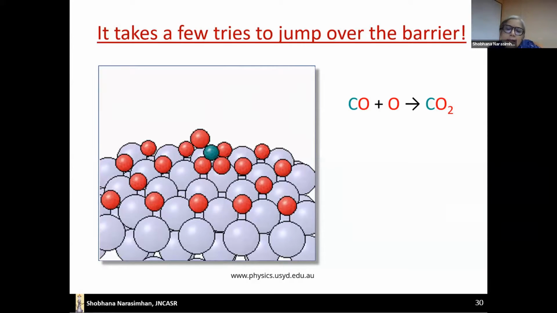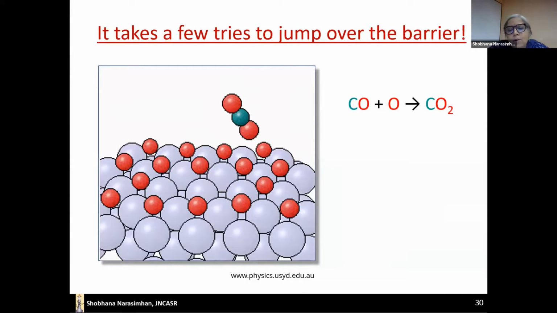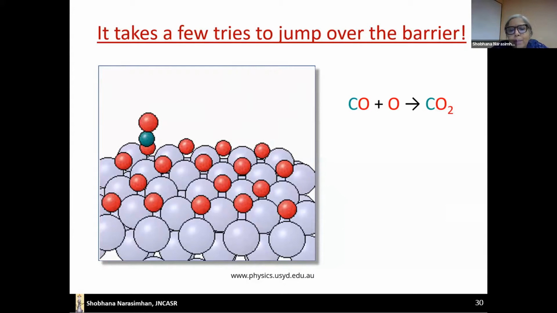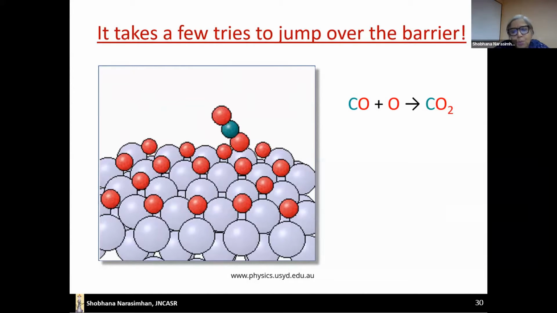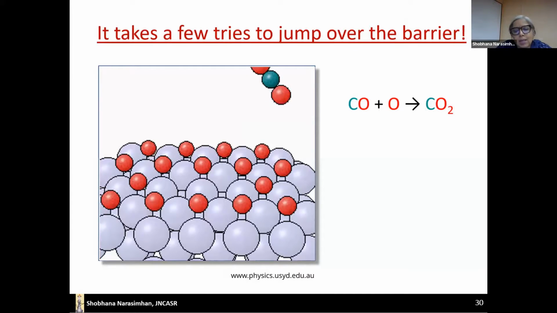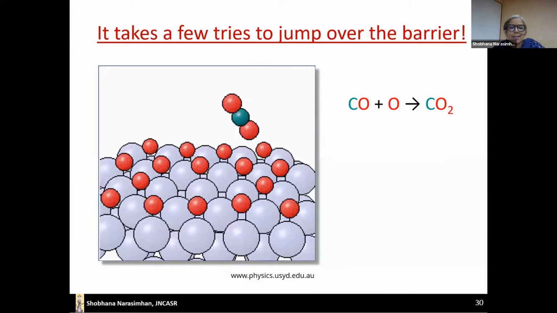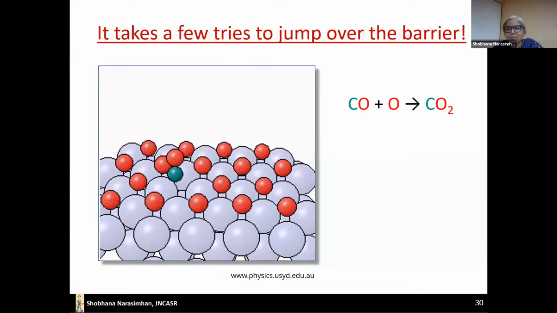This is a reaction that happens. This is also an important reaction. For example, it happens in car exhaust. Car exhaust has carbon monoxide, and carbon monoxide is obviously very toxic and poisonous. So you have to oxidize it to carbon dioxide before you can emit it into the atmosphere. Of course, carbon dioxide is also bad because it's a greenhouse gas, but at least it doesn't kill you immediately.